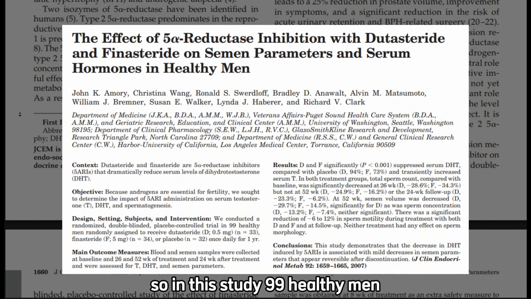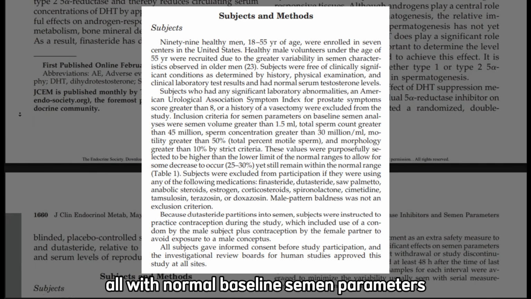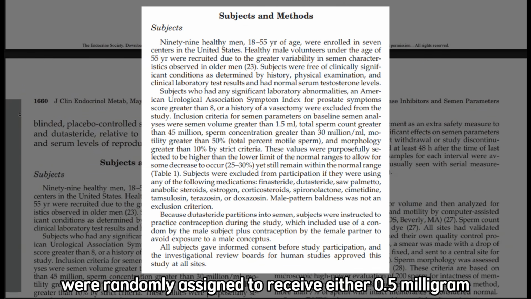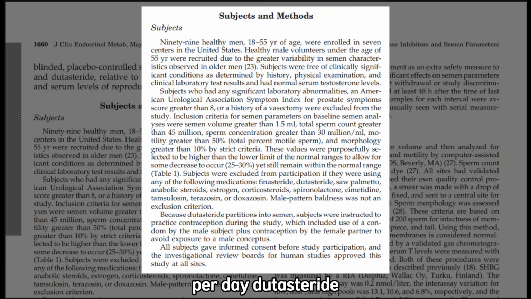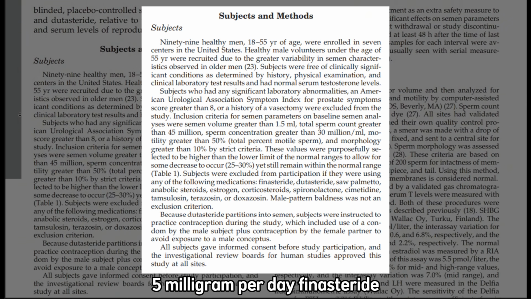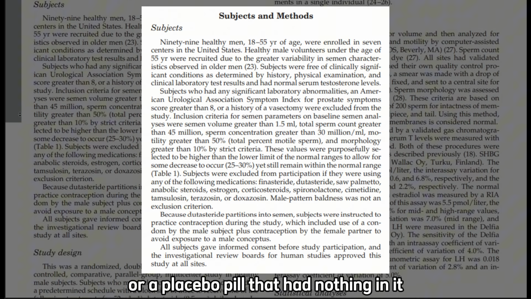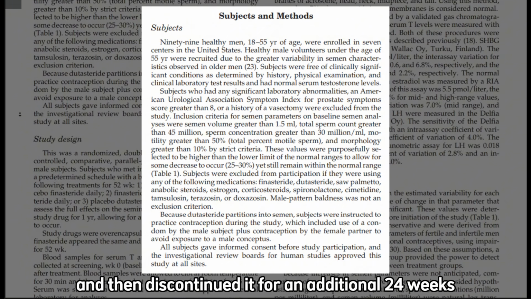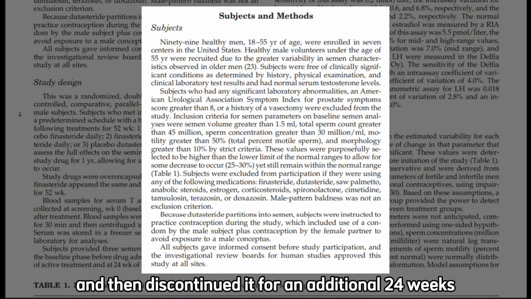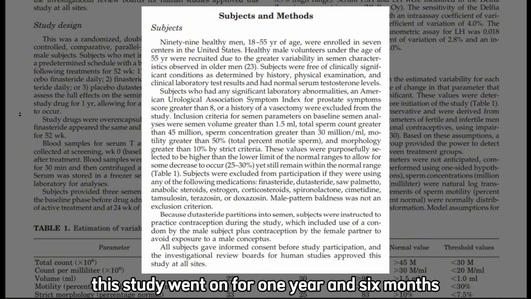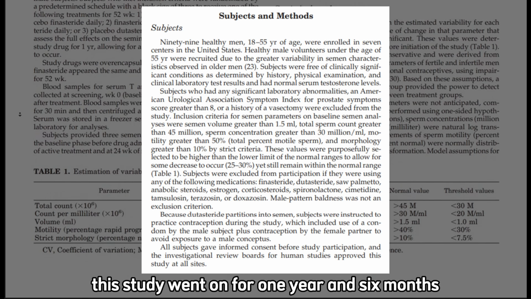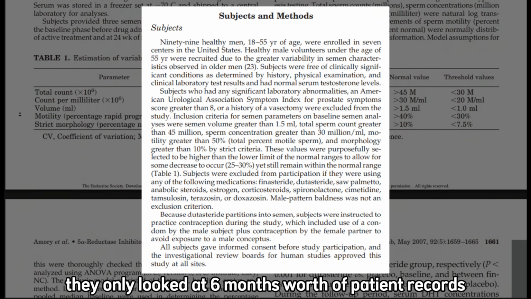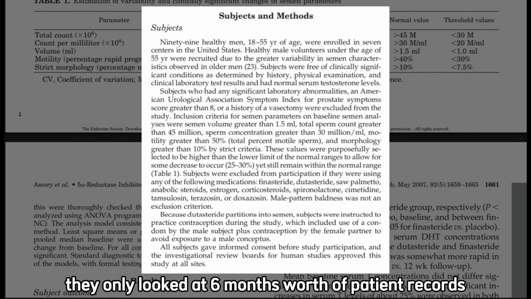So in this study, 99 healthy men, all with normal baseline semen parameters, were randomly assigned to receive either 0.5 mg per day dutasteride, 5 mg per day finasteride, or a placebo pill that had nothing in it. They remained on their assigned treatment for 52 weeks and then discontinued it for an additional 24 weeks. So overall, this study went on for 1 year and 6 months. As opposed to the Kim et al. study, they only looked at 6 months' worth of patient records.